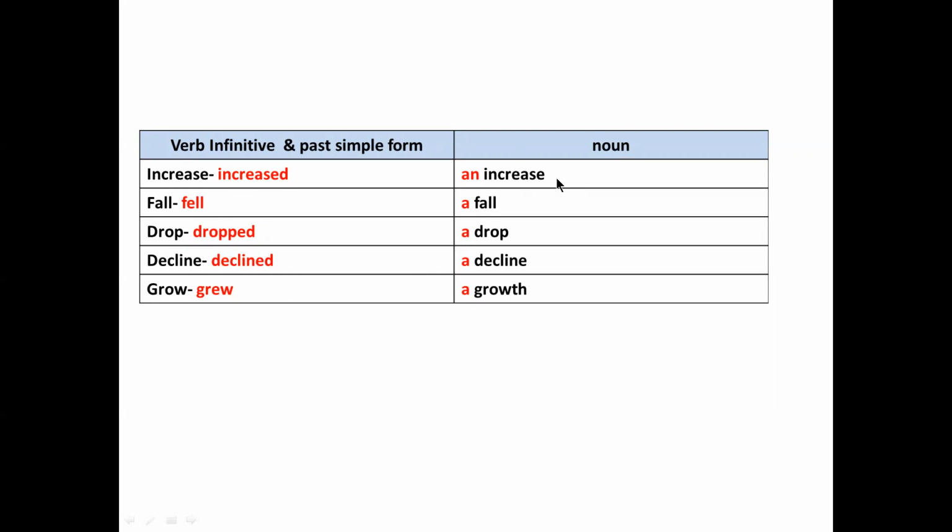So you can see infinitives and their past simple forms here. On the other side, the same word is used in its noun form. So the noun form of increase is increase, but it takes an article, a or an: an increase, a fall, a drop, a decline, a growth. So in all these words, the noun form is the same as the infinitive form. But when you look at the last word, grow, grew, the noun form changes to growth.